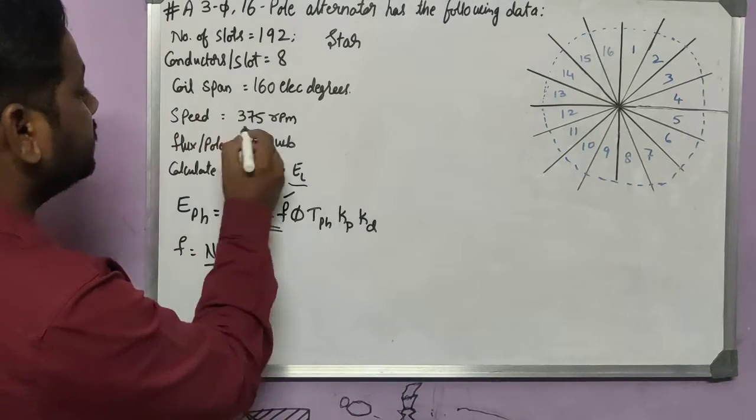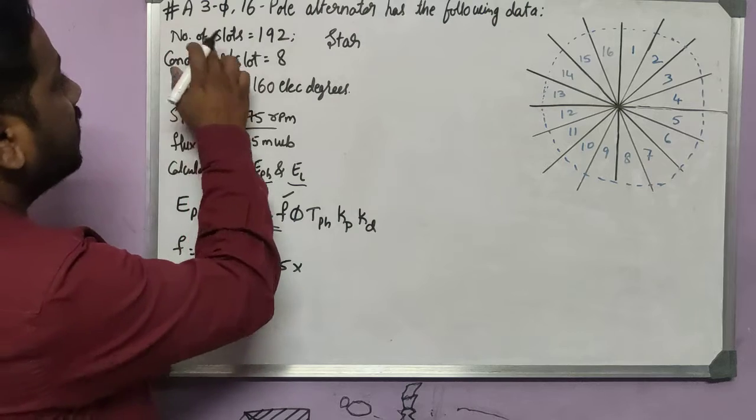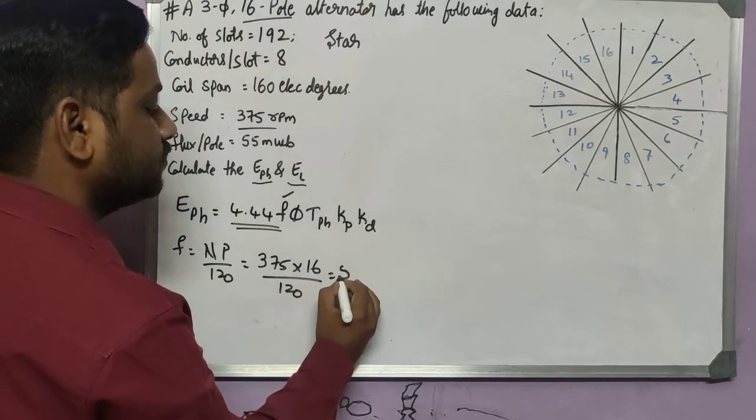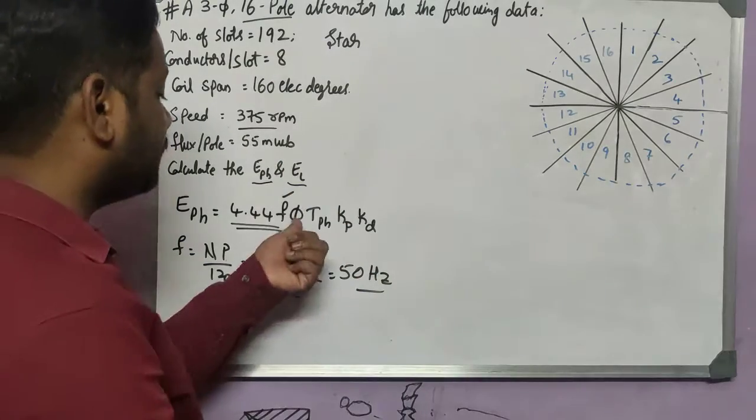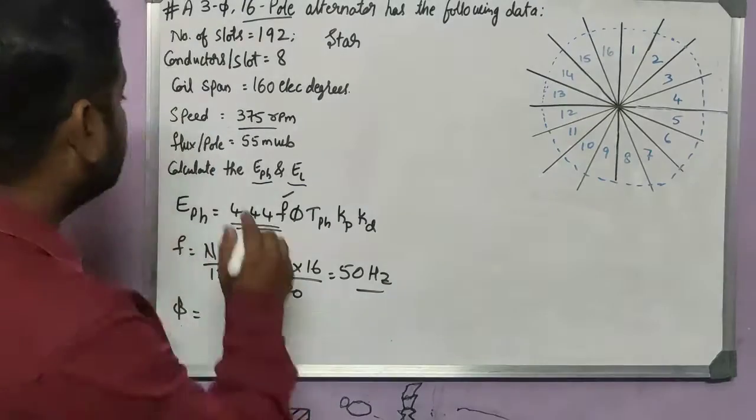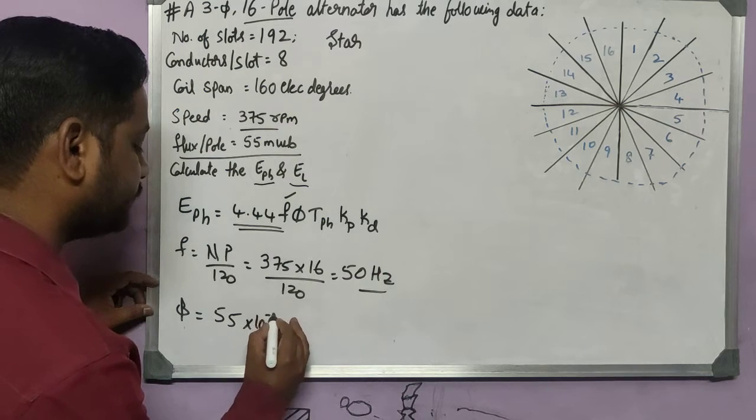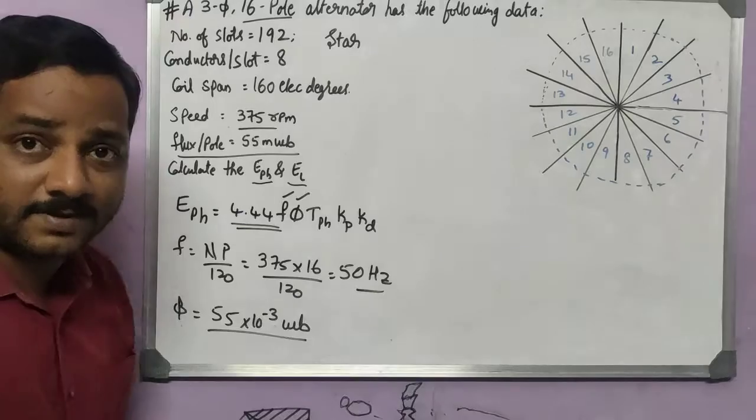So what is the speed here? It is 375 RPM into number of poles, which is 16, by 120. If you simplify this, we get 50 Hertz. So you got the frequency. What is the flux? That is flux per pole. This stands for flux per pole and it is given in the question itself as 55 milliweber. So I'll write it as 55 into 10 to the power of minus 3 Weber. So we know this parameter.